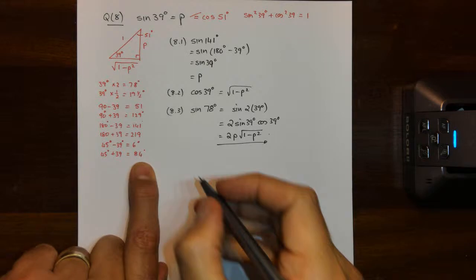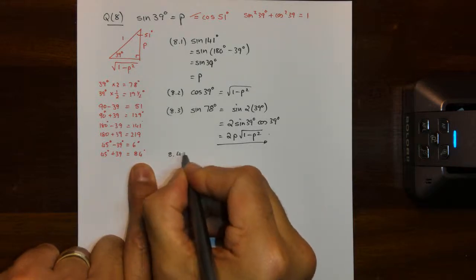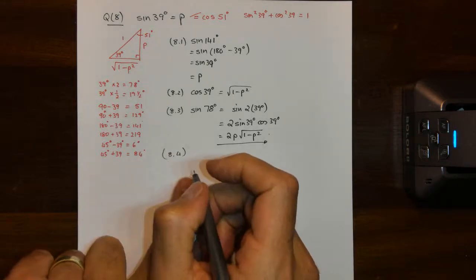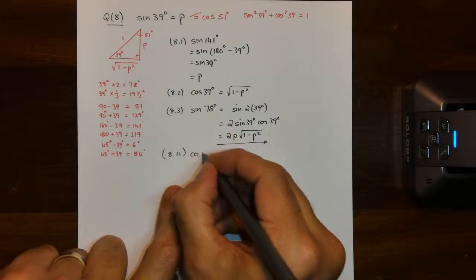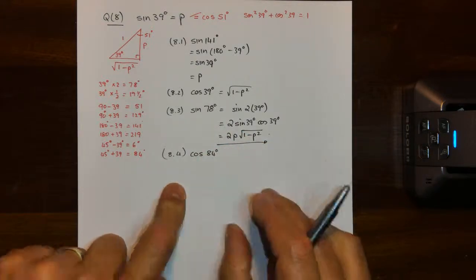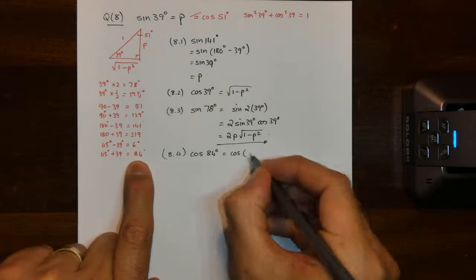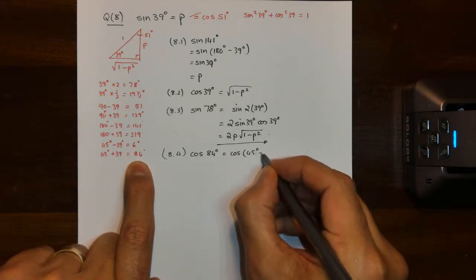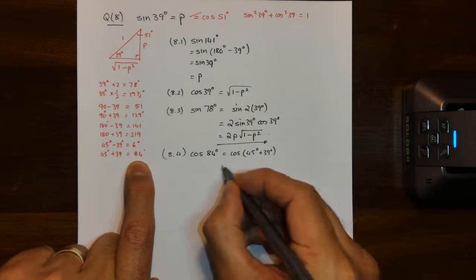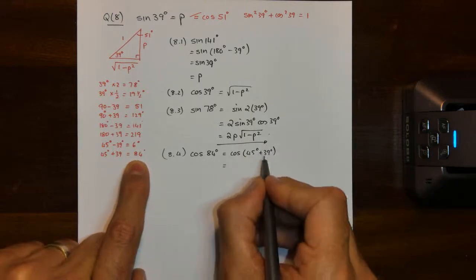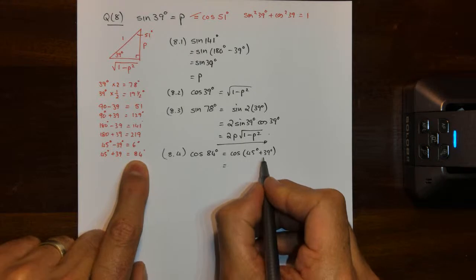Our third question that they asked us in this particular problem was to find the cosine of 84 degrees. Now there we go. So we can see immediately it's the cos of 45 degrees plus 39. And that's a compound angle expansion that we're going to draw on.